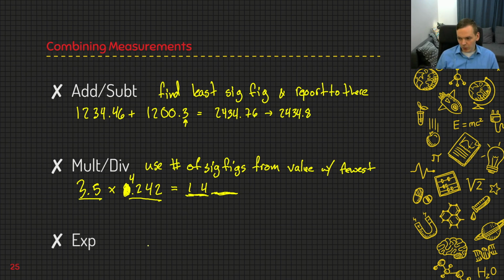When we have exponents, then it's just like multiplication and division. You do whatever the fewest number is. So it's like 3.5 to the 2.23, then we'd report it to two significant figures because we have 2 here. This is one of the places where it's important to remember, say if it's 3.5 squared, then this 2 is actually 2.0000000 infinity zeros. So this is actually, we'd report to two significant figures.